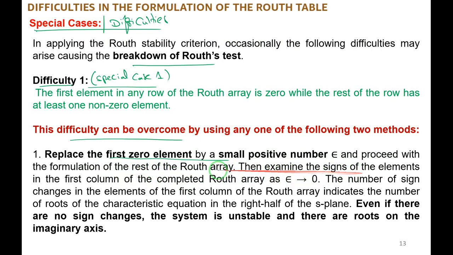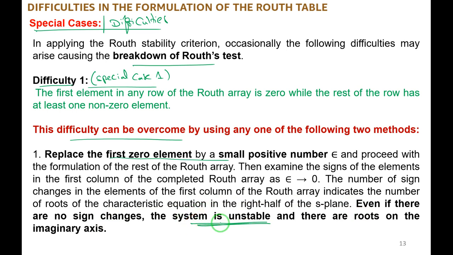Then examine the signs of the elements in the first column of the completed Routh array as epsilon tends towards 0, right? Substitute epsilon tending towards 0 and observe the sign changes. The number of sign changes in the elements of the first column of the Routh array indicates the number of roots of the characteristic equation in the right half of the s-plane. And this bold I have made, this is very important. Even if there are no sign changes, the system is unstable because difficulty 1 had come.